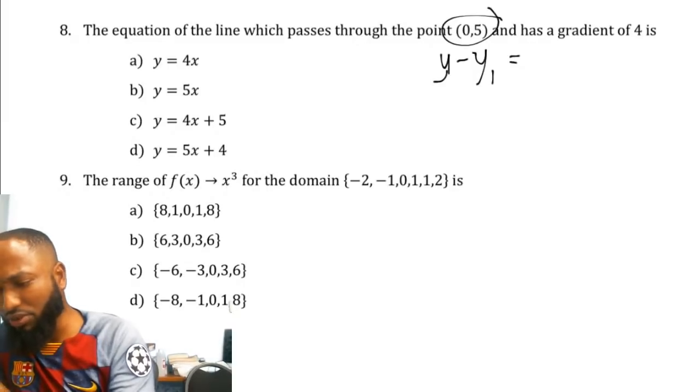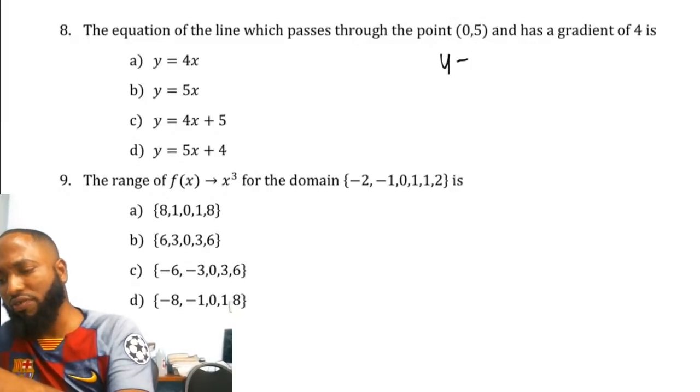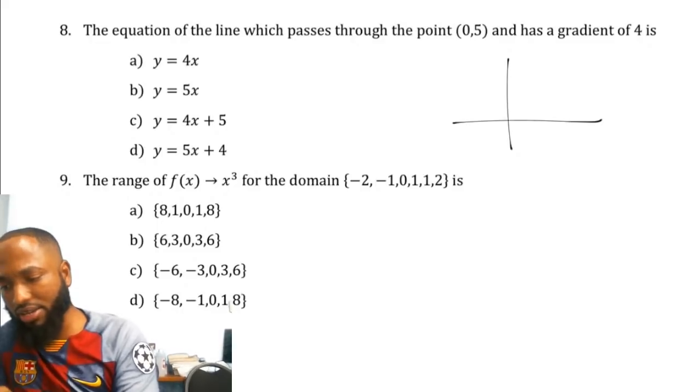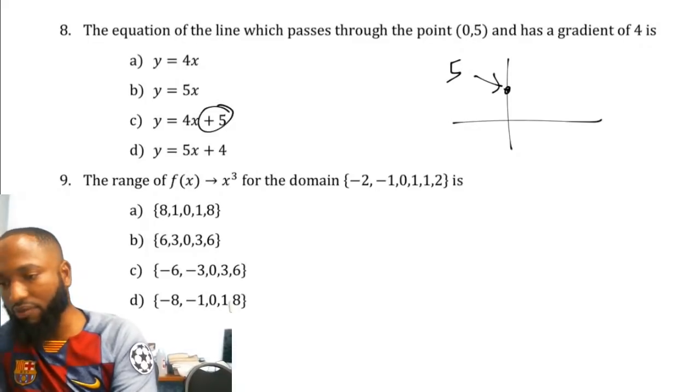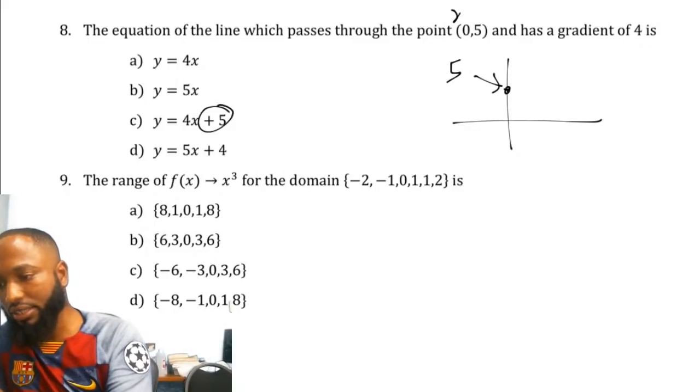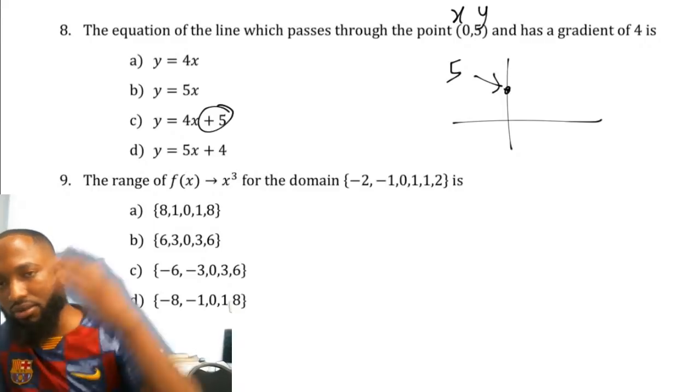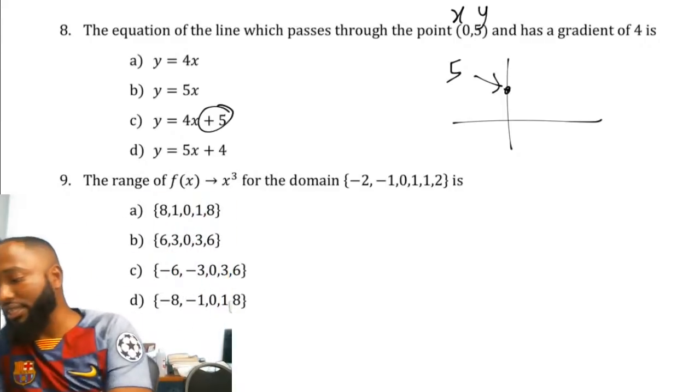Wait. Where's this point? 0,5? What do you mean by 0,5? 0 on the x and 5 on the y? 0 on the x and 5 on the y means the y-intercept is 5. That's all we need to know. Y-intercept is 5. So the answer is C.